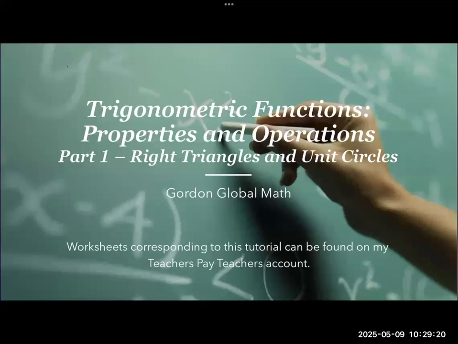Welcome to a refresher lesson for trigonometric functions, properties, and operations. This is part one of two parts in this section of properties and operations. And in this part, we will focus on right triangles and unit circles.